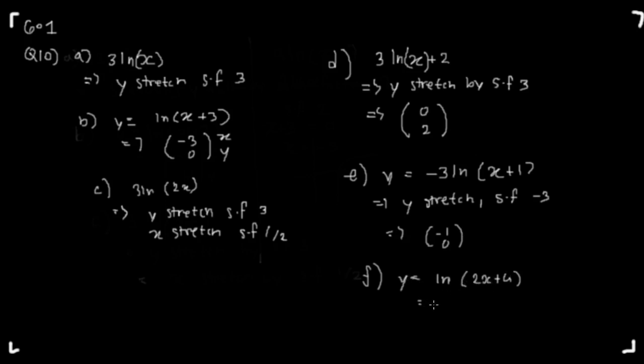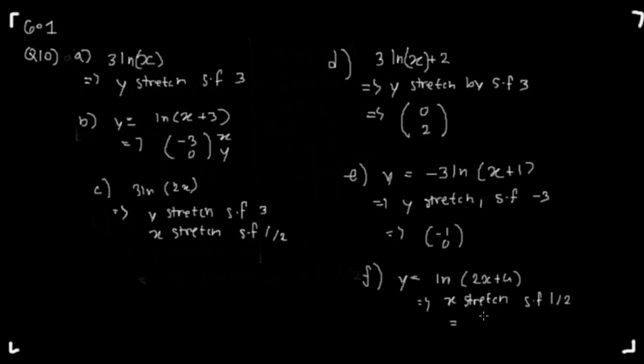We can see something happen here, right? A bit of a different thing. Nothing happens to the y thing, so we don't need to worry about y, right? But we can see that there is x compression. So the x compression or the x stretch is by scale factor 1 by 2, right? Now 1 by 2, this will equal, let's see, it's 1 by 2.